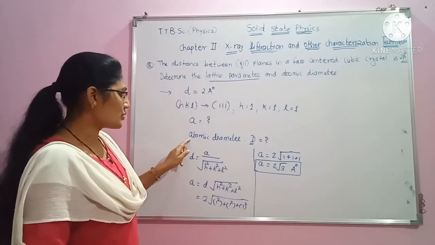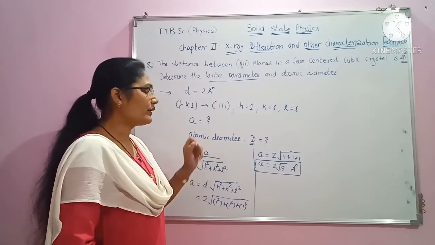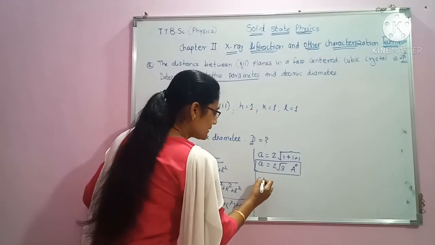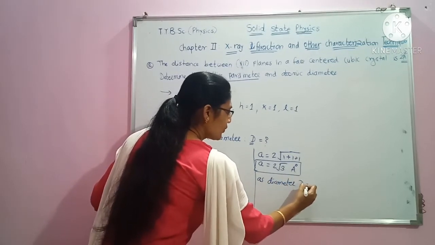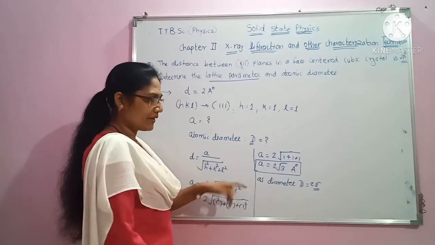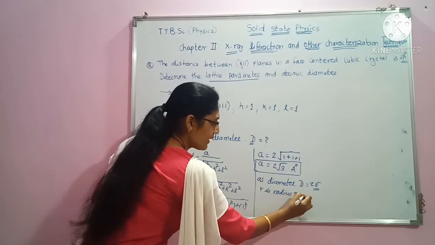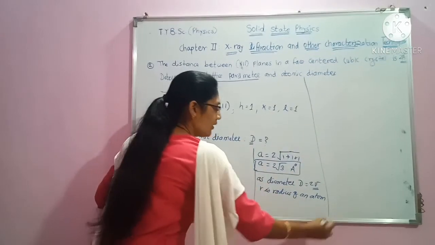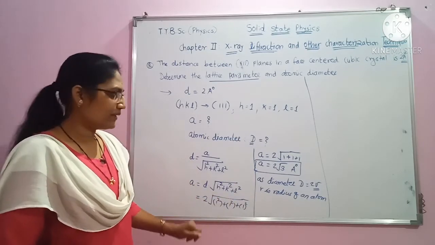Now they have asked us to determine the atomic diameter. We know that diameter is twice the radius, so diameter D is equal to twice R, where R means the radius of an atom. But the radius is not given. That's why we have to calculate the radius.